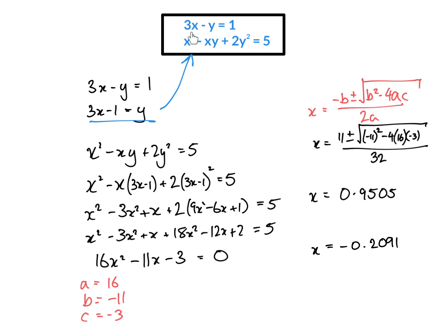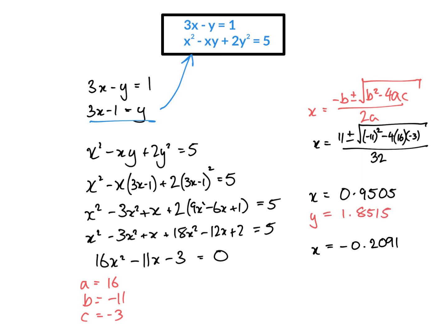But don't forget, our equations are all in terms of x's and y's. So we need a solution not just for x, but also for y. And actually, it's easier than we think, because what we're going to do is take this value of x and plug it into the easiest looking equation. In other words, the linear one over here. This one, we can find y by simply taking the x value, multiplying by 3, and taking away 1. And when we do that, when x is 0.9505, well, 3 times that, take away 1, gets us that y equals 1.8515.